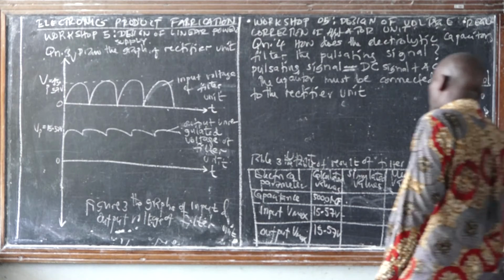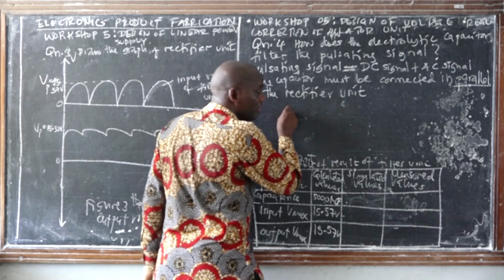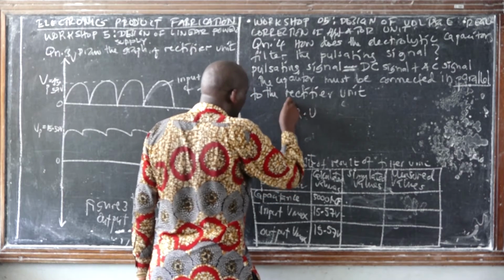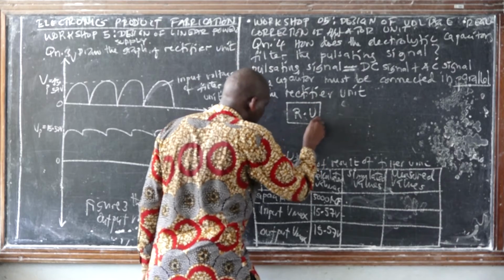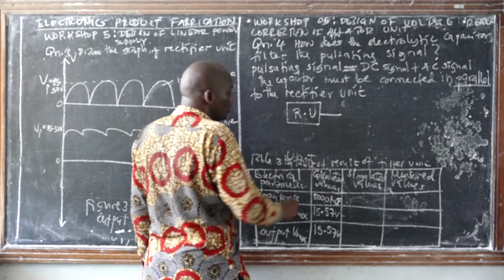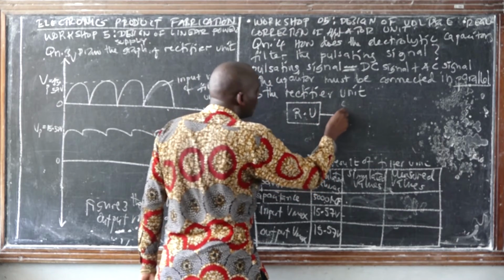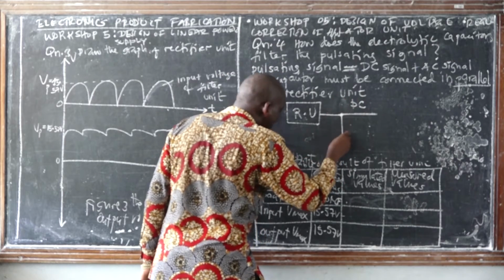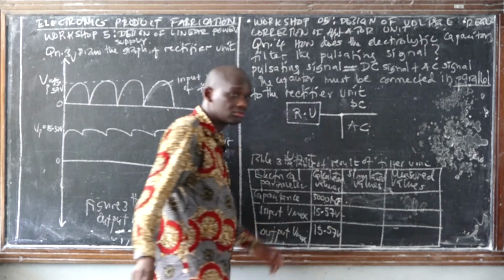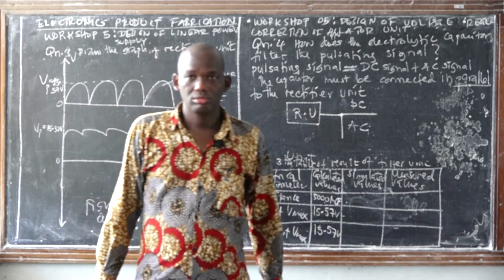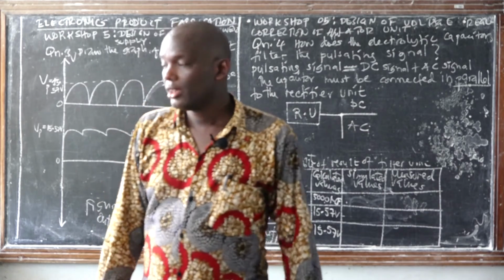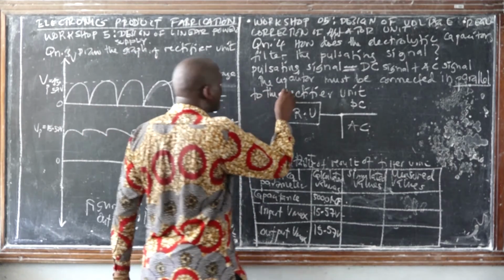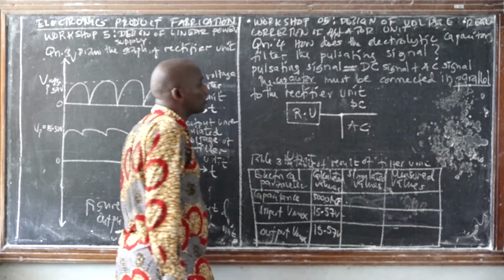So for instance, this is the signal from the bridge, the rectifier unit. This is the bridge or rectifier unit, and now we have the output. So you are going to establish a junction. One junction will be for the unregulated DC signal, and another junction will be for the AC signal. Are we together? So that's why we say that the capacitor, first of all, must be connected in parallel.